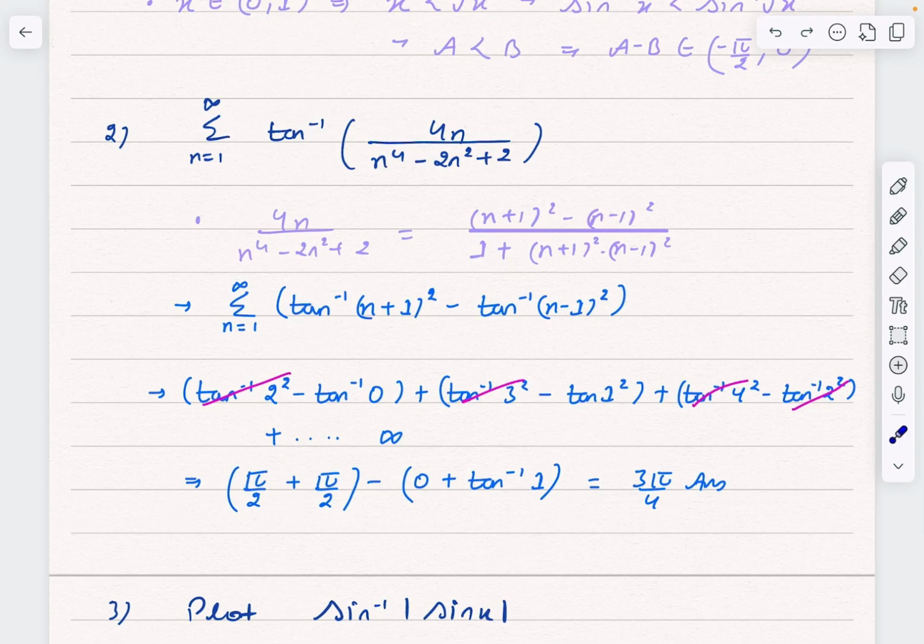So this is interesting, guys. Here, the first two and last two terms are pending. Both of the last two terms will be almost infinity, so we can just use pi by 2.